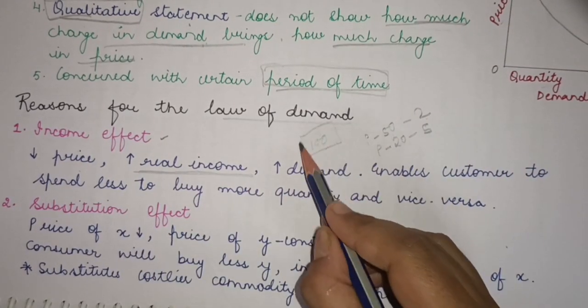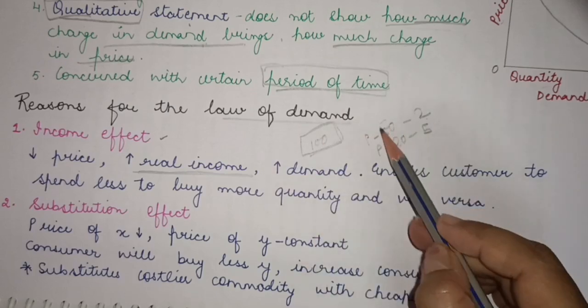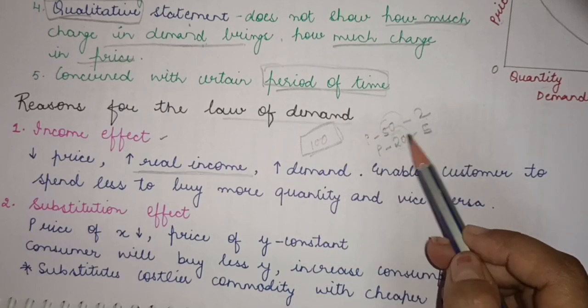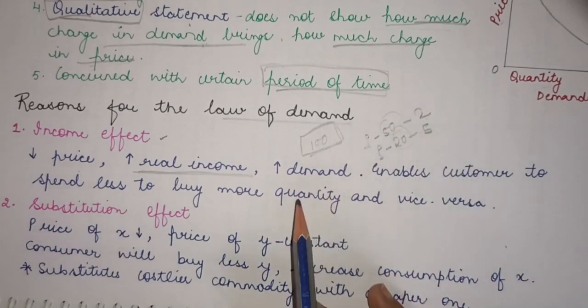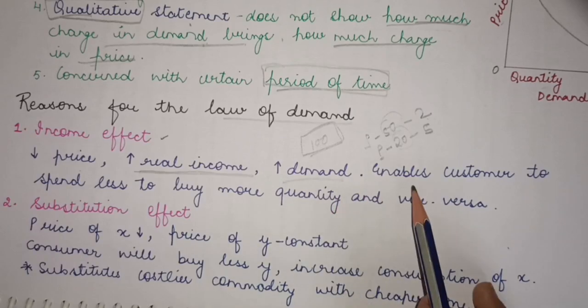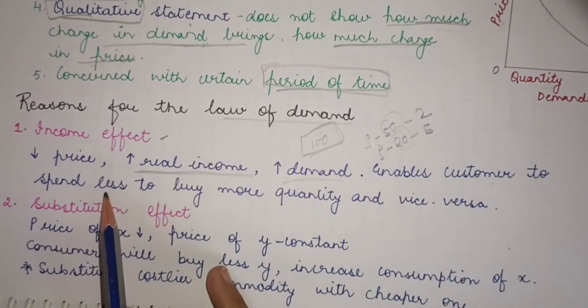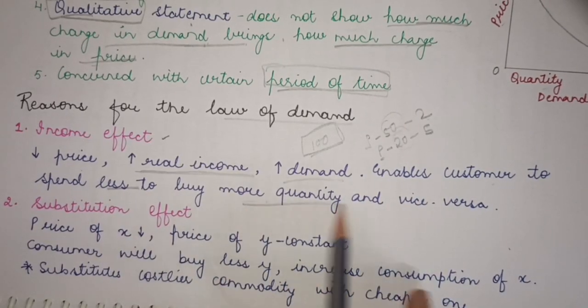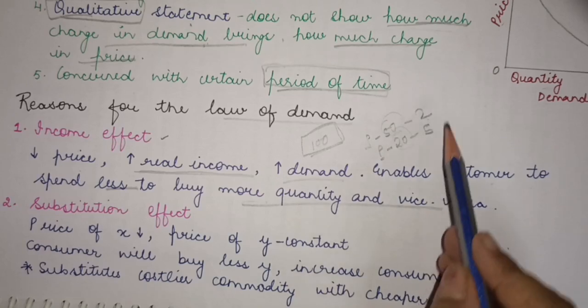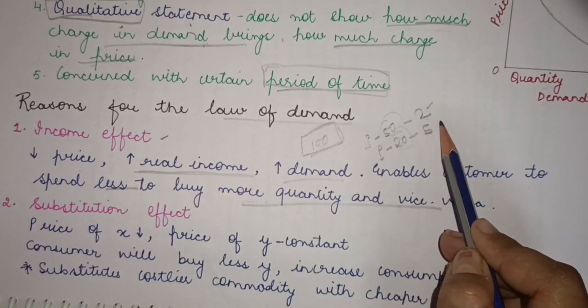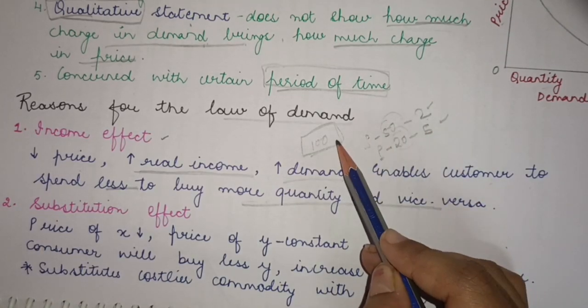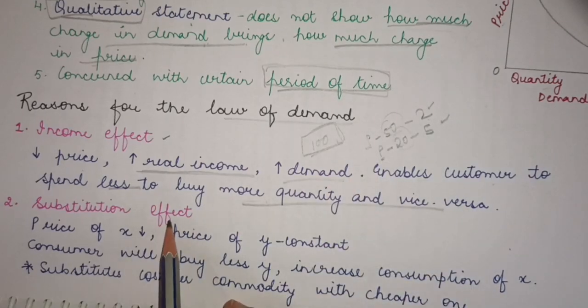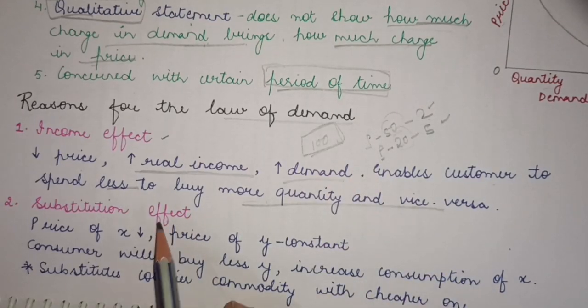This 100 rupees is considered to be constant, but there is a change in the real income of the consumer due to the change in price. That is why the demand increases. This enables the customer to buy more quantity of goods. Earlier they were able to buy only 2 units, now they can buy 5 units out of the same money that they had.